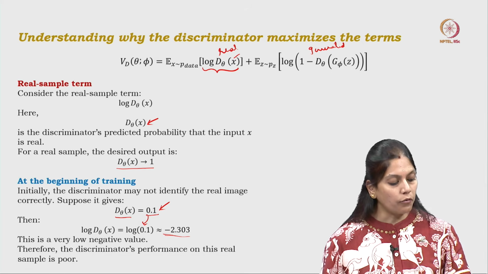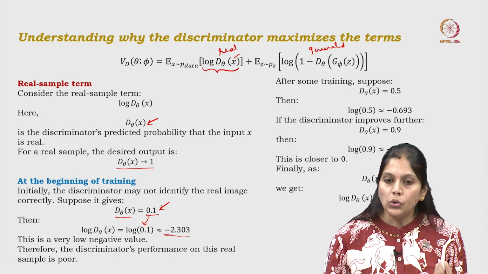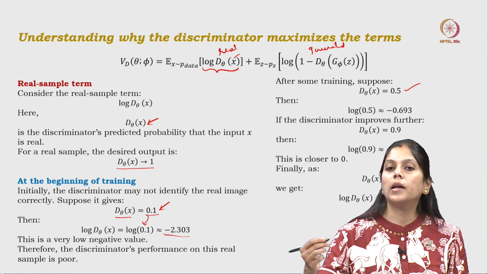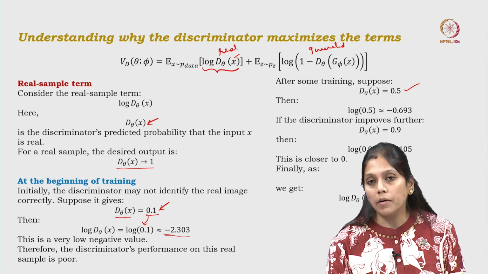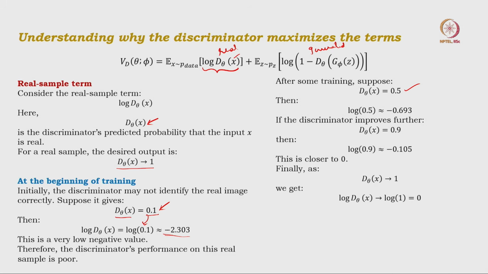Now over a period of time, the discriminator gets trained. So after some training, say for example, the discriminator has given the probability 0.5. Now, when the discriminator has given this probability D theta of x, what exactly is log 0.5? The log 0.5 is this. Is it not we are minimizing the value? Earlier from this value to this value, you see, we are improving. Can we say it in this way?